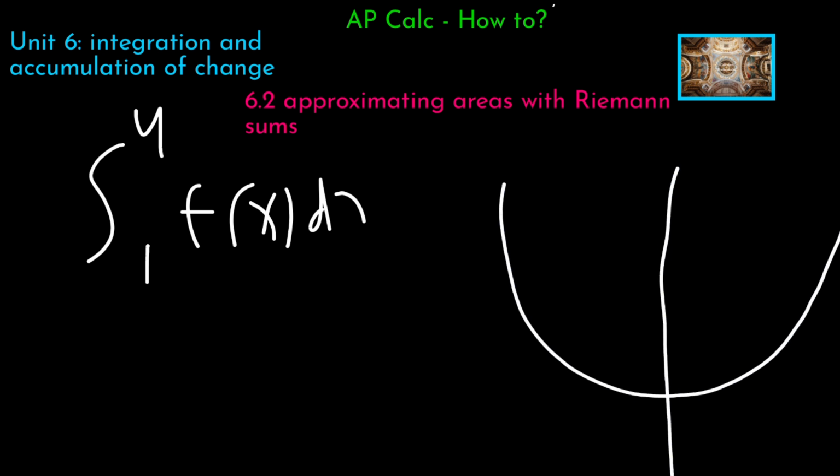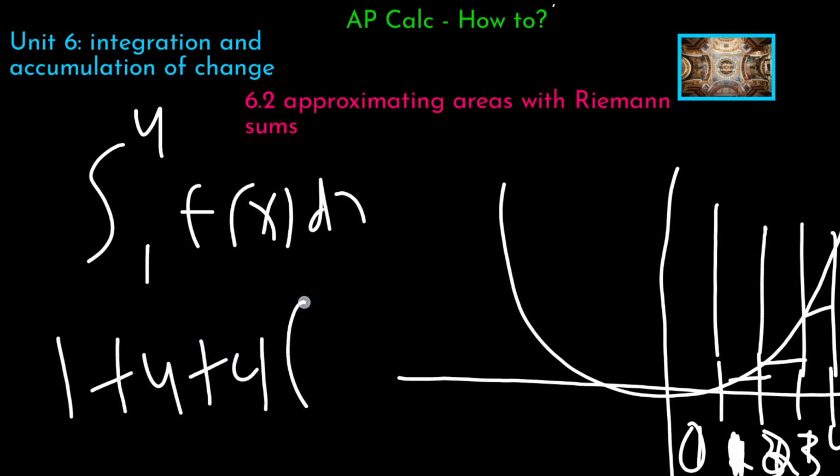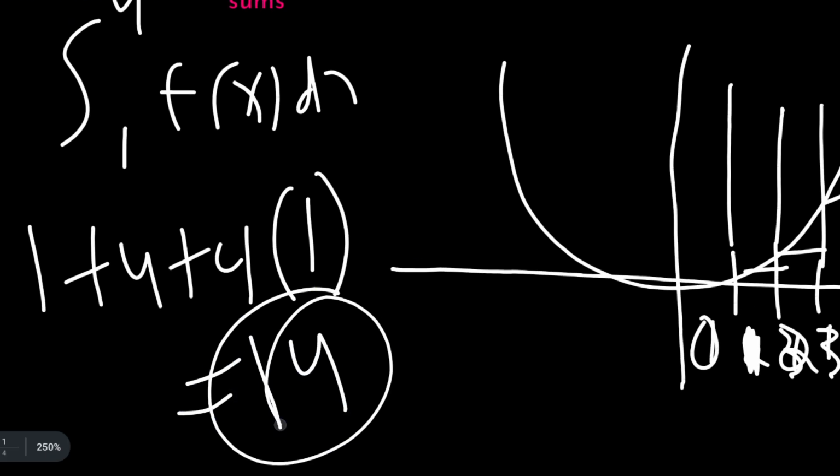Let's make this a little better. 1, 2, 3, 4. So we'll have 3 rectangles underneath like this. So each of our rectangles is going to have a width of 1. And we just have to find the heights. In order to do this, we plug in each of our x values, like that, and then solve. So then we get our heights to be 1 plus 4 plus 9 times our widths of 1, which equals 14. And that's our answer.